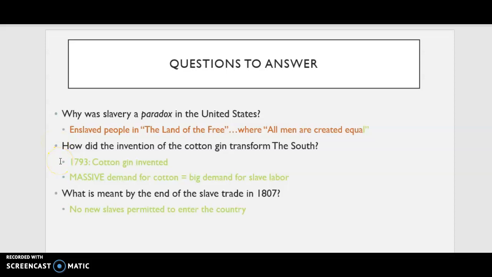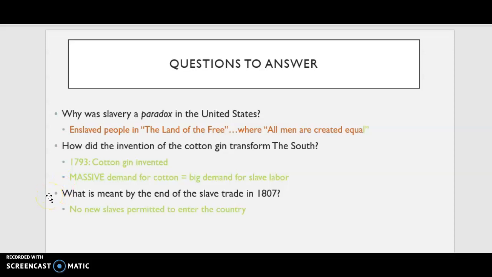And how did the invention of the cotton gin transform the South? Well, the cotton gin was invented in the late 1700s, and that meant there was a massive demand for cotton. People wanted cotton, which meant that there was a demand for labor, particularly slave labor. And that created a boom of not only cotton production in the South, but also slave labor. They were kind of interdependent on one another.